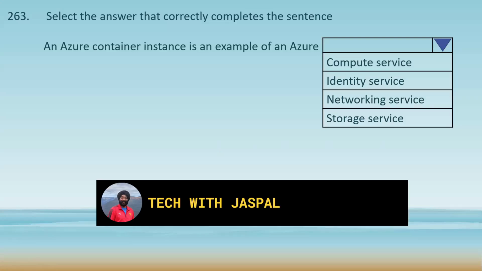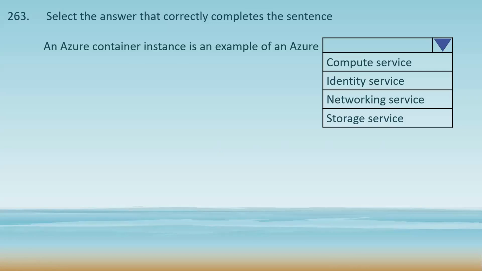Select the answer that correctly completes the sentence. An Azure container instance is an example of which of the following: compute service, identity service, networking service, or storage service. And the correct answer here, folks, is compute service. Azure container instance is an example of an Azure compute service.